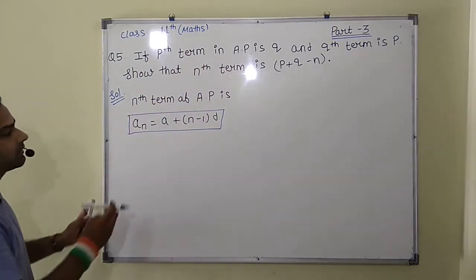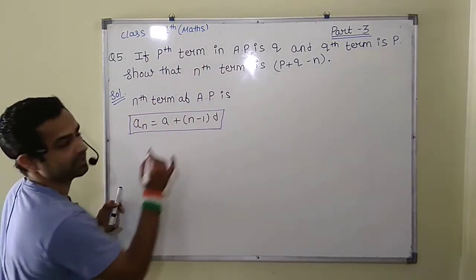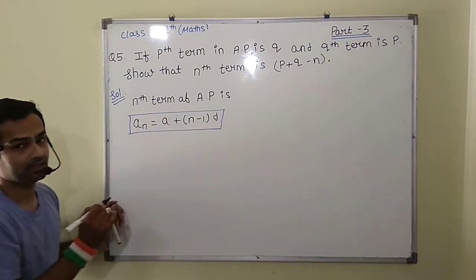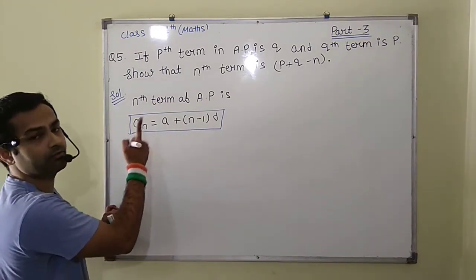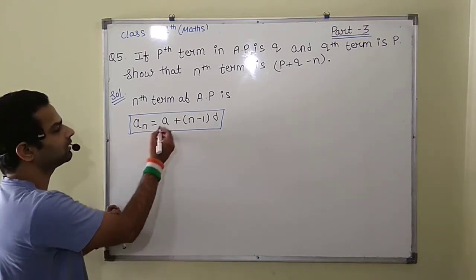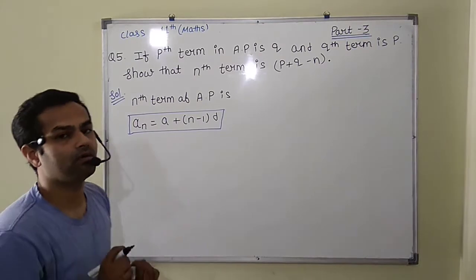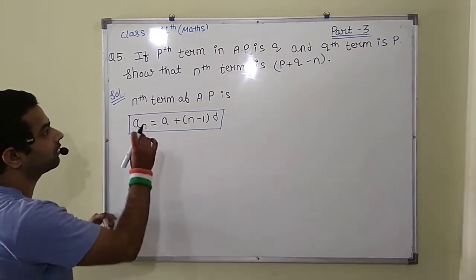Let us first understand the formula for the nth term of an AP. The nth term is given by a plus (n minus 1)d. To find the nth term of any AP sequence, we need the values of a and d. So the first step is to find the values of a and d.